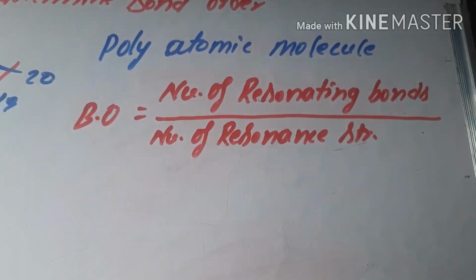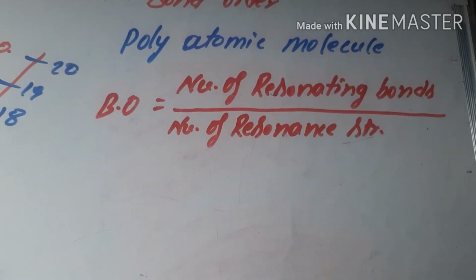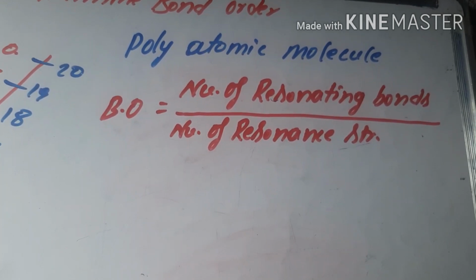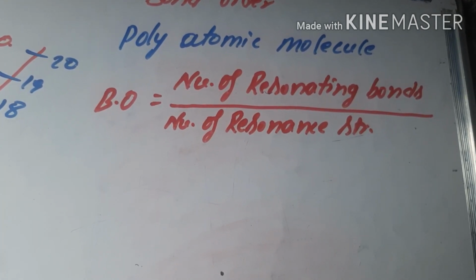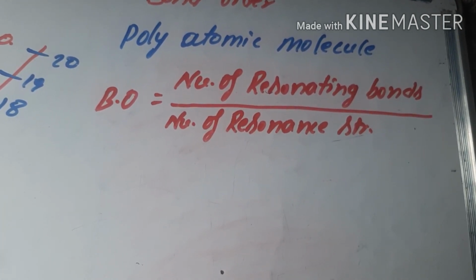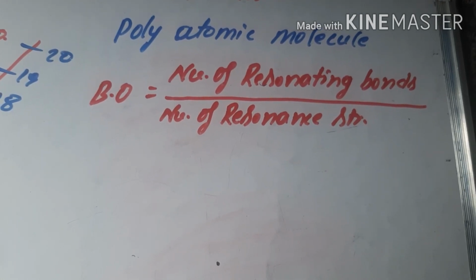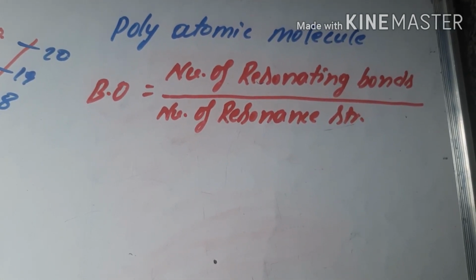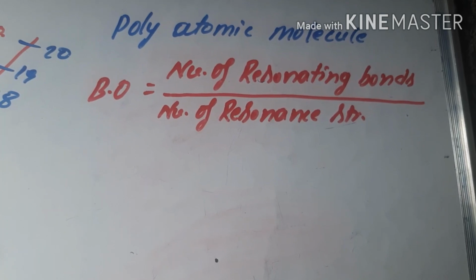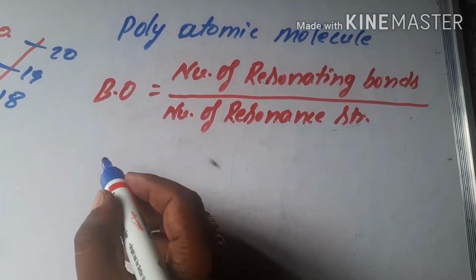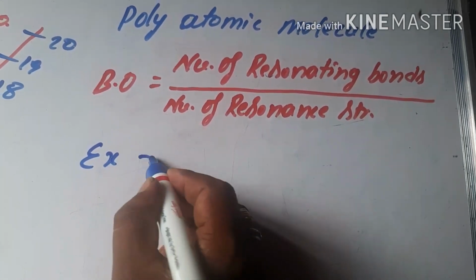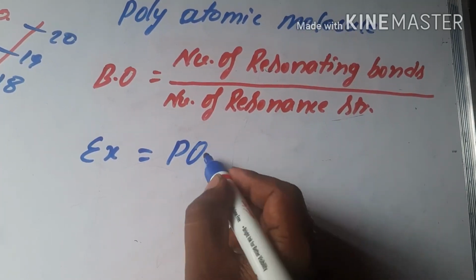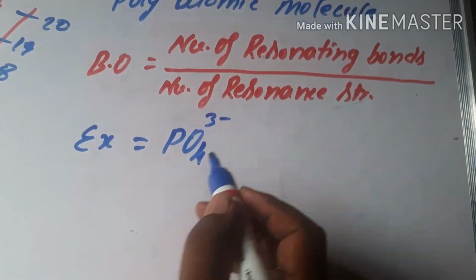For polyatomic molecules, you can determine bond order using the formula: number of resonating bonds divided by number of resonating structures. For example, you can consider PO4 3 minus.